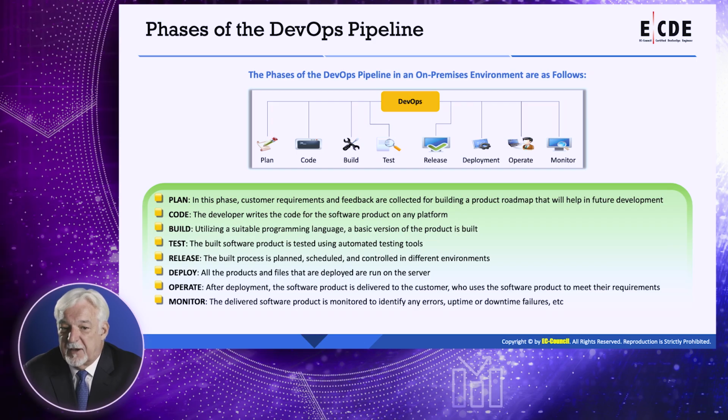After the deployment, the software or product is delivered to the customer who uses the software to meet their requirements, whoever that may be. It could be internal or external. And then you monitor the delivered product to identify errors, uptime, downtime, failures, etc., whatever's impacting it. So you still do have these discrete chunks of things that happen. They just kind of all tend to happen a lot at once. And they get controlled by the DevOps tools and things.